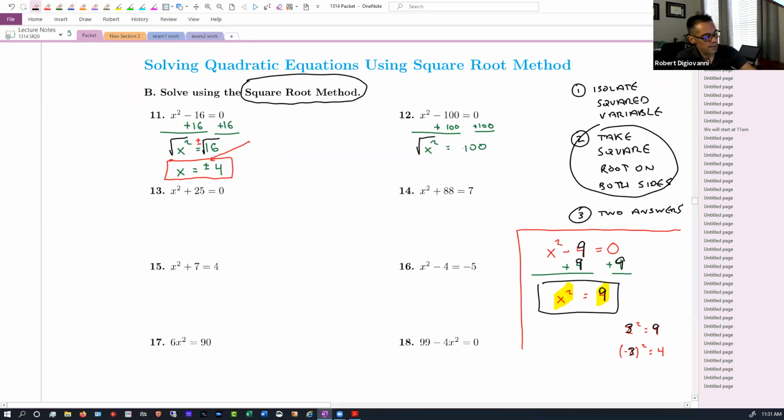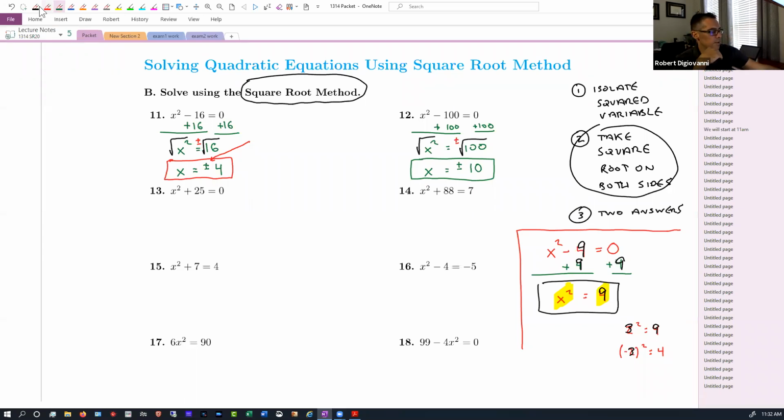And when you do that, you must put in plus or minus. So that's something you want to remember. Every single time you take the square root on both sides of an equation, you must look at both the positive and negative answer. So plus or minus. Now the square root of 100 is 10, right? Because 10 squared, 10 times 10, is 100. So we get 2 answers, positive 10 and negative 10. So far, this is pretty straightforward. Any issues?